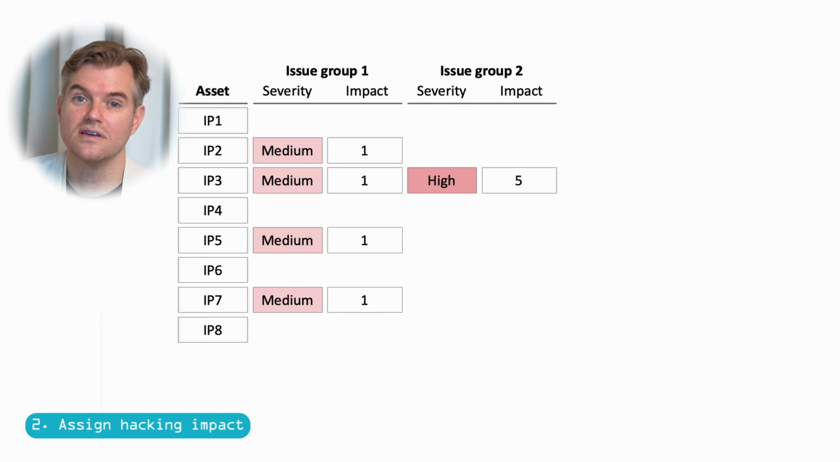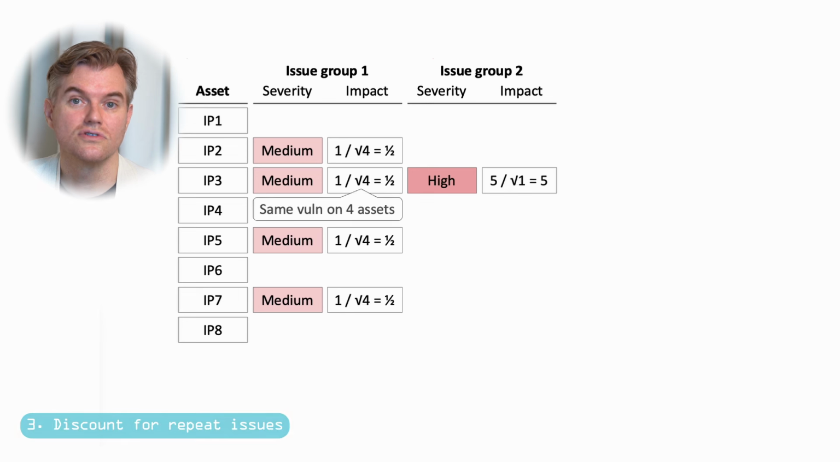Each medium severity maps to 1 kind of negative hacking impact, and a high severity one maps to 5 negative hacking impact points. In summing over these individual hacking impacts, we now have to account for the different factors. The first factor we said we want to account for is diminishing returns if a vulnerability is present more than once. So this first vulnerability type is present 4 times. We said we want to divide by the square root of the number of instances. So in this case, square root of 4 or divided by 2.